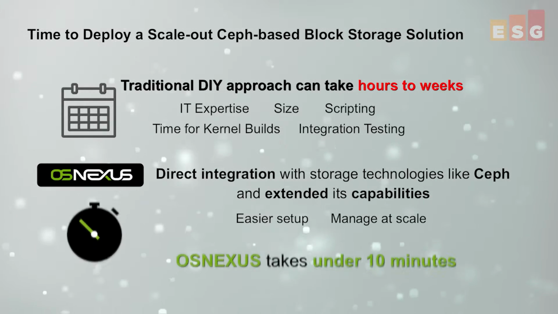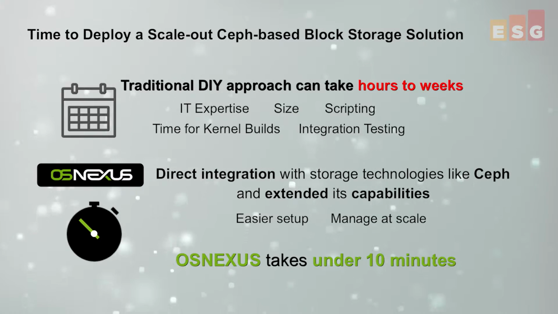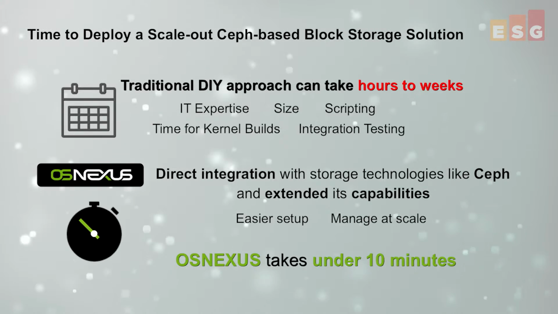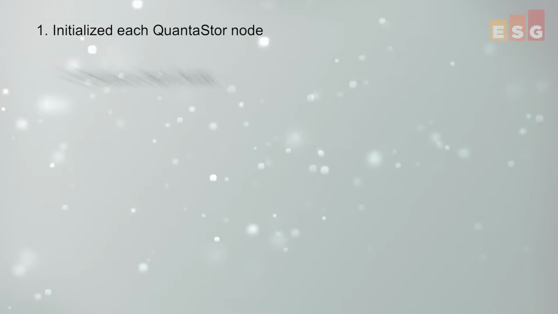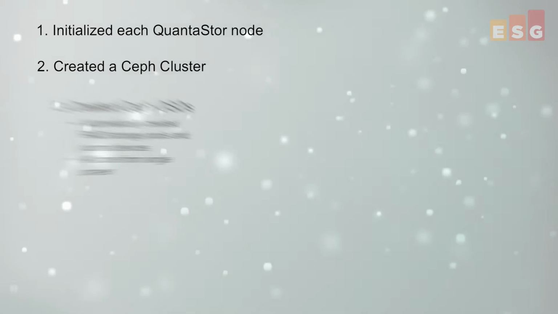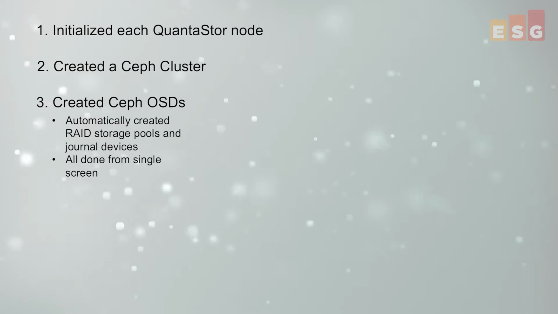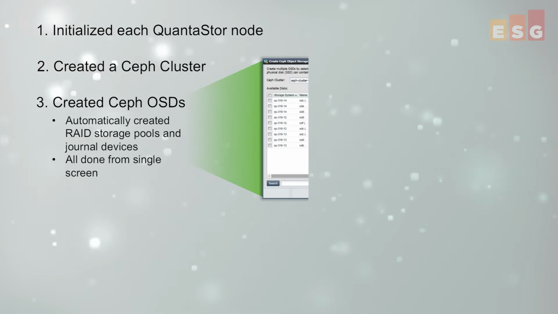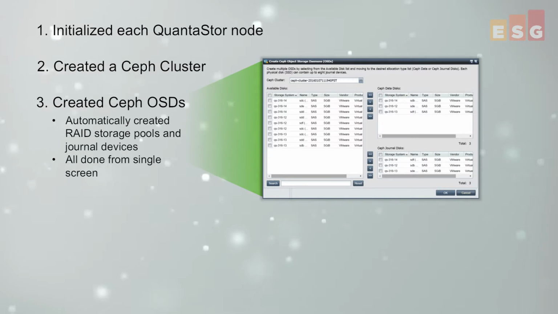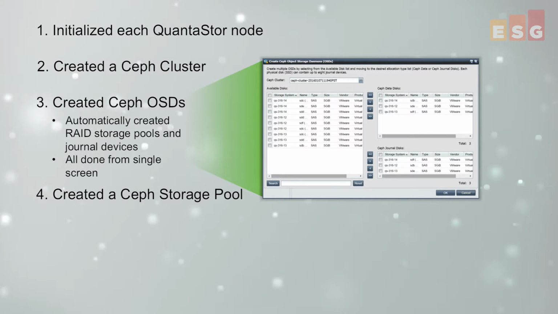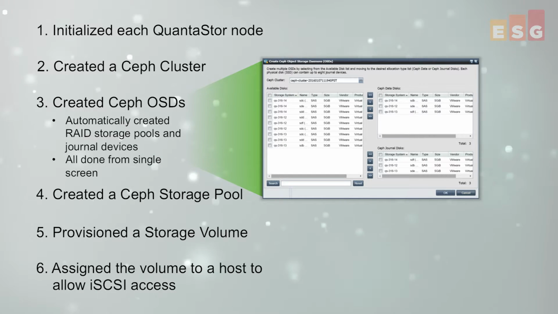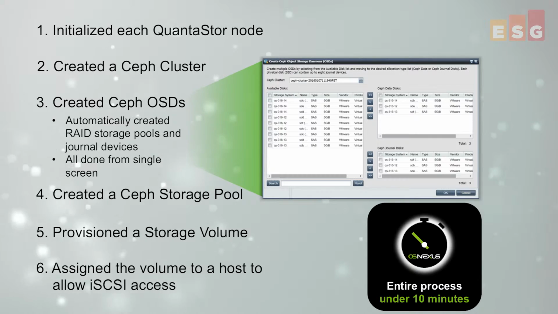Using QuantaStor, the entire process of setting up and configuring a Ceph cluster was done from start to finish in under 10 minutes, completely within the web UI. We initialized each QuantaStor node and created a new Ceph cluster. Then we created Ceph OSDs on each node from a single screen, which included automatically creating RAID-protected storage pools and journal devices. Next, we created a Ceph storage pool spread across all the nodes, allocated block storage, and finally we provisioned a storage volume and mapped it to an iSCSI host with a single click. Again, this was all completed in under 10 minutes.